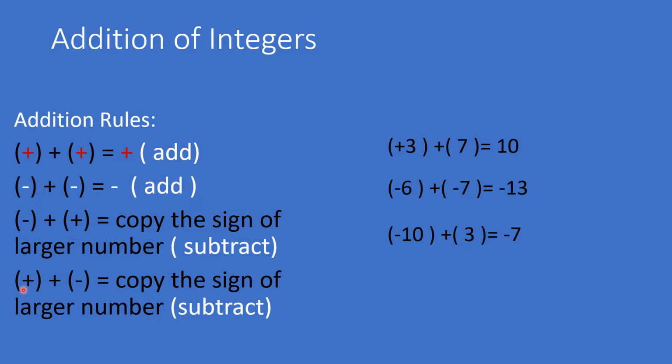Next, same thing here. Positive plus negative. Again, copy the sign of the larger number and subtract. So it's just like positive 15 plus negative 8. So this one, subtract first the smaller from the bigger. So 15 minus 8. Okay, the signs are not the same. So 15 minus 8, that is 7. And what is the sign of the larger number, bigger number? Positive. Therefore, the sign of the answer is positive.